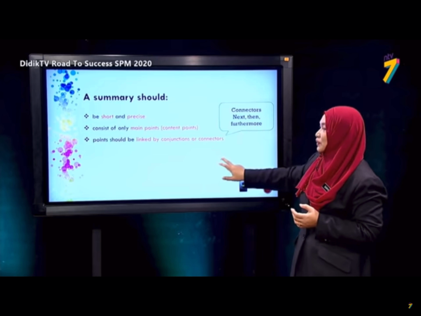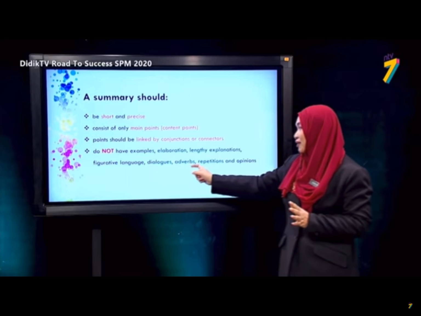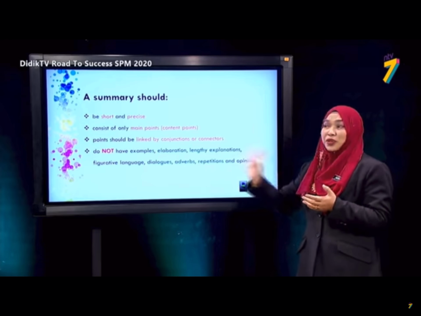These are the things that you have to cancel out when you are writing your summary. You cannot have examples, elaboration, lengthy explanations, or figurative language. Figurative language is like, you are beautiful like a moon. We don't want that in a summary. We don't want dialogues. Adverbs: she runs quickly, we don't want quickly. We just want the idea that she runs.